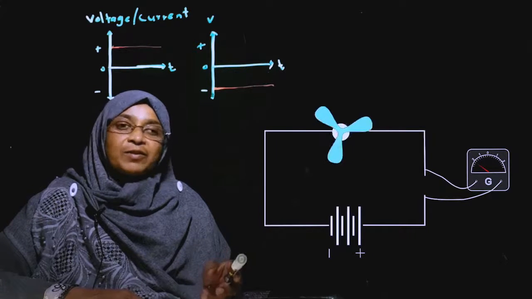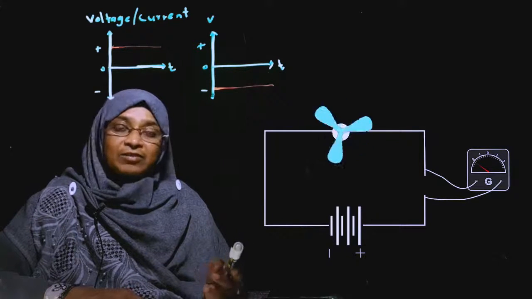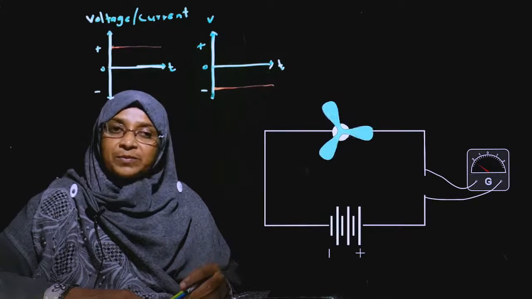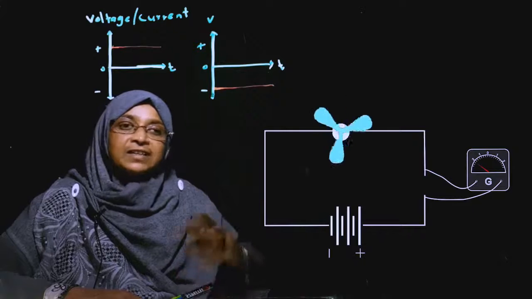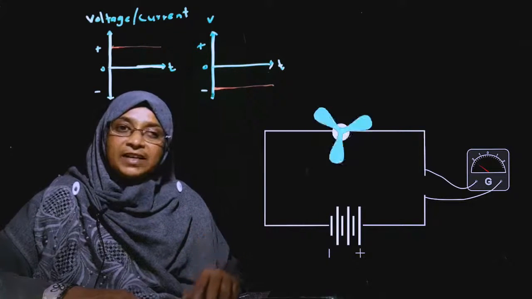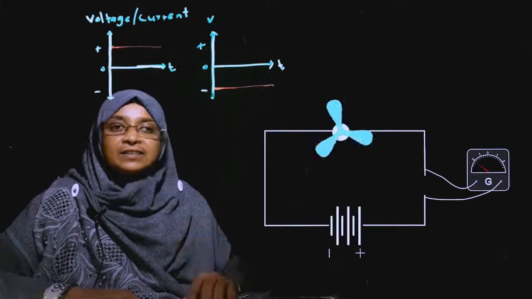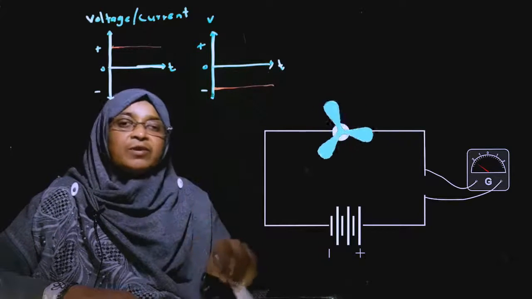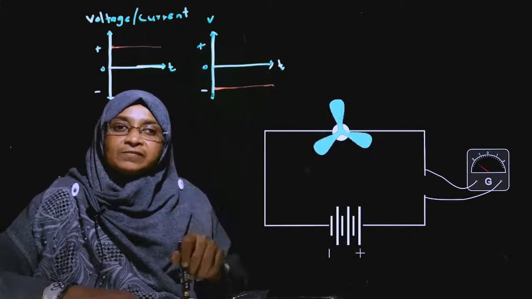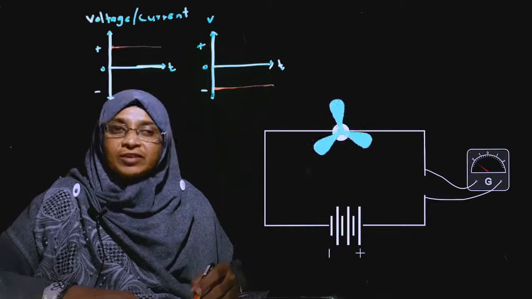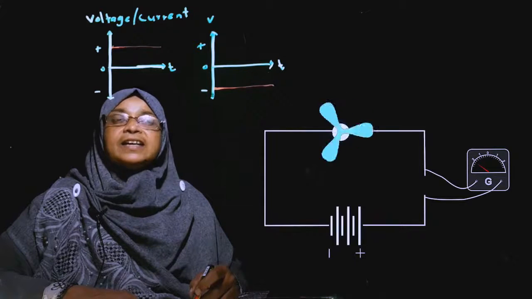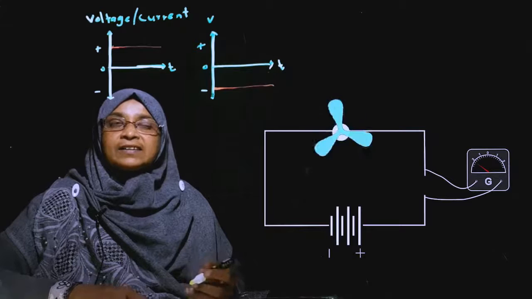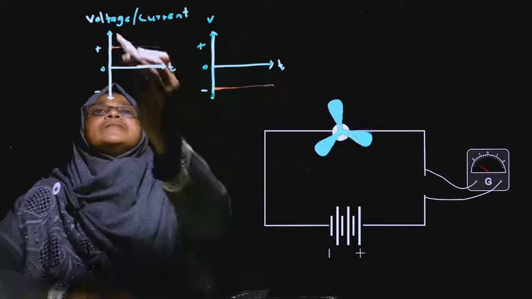Fan rotating anticlockwise, galvanometer indicates anticlockwise, current flows from the positive to negative. So, when changing the terminals of the battery, the current direction changes. But in the battery, current flows in one direction with a constant voltage, which is a DC current. So, we can give the DC current graph like this.